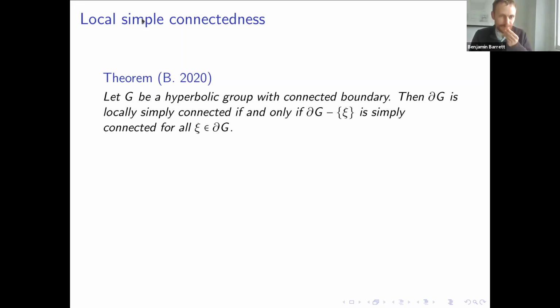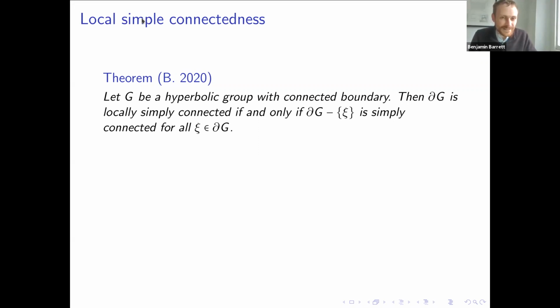So the point of this theorem is to replace connected by simply connected and locally connected by locally simply connected. So this theorem says that if G is a hyperbolic group with a connected boundary, then the boundary is locally simply connected if and only if the complement of any point in the boundary is simply connected. So that's like saying that the boundary doesn't contain a cut point, but sort of a dimension higher, where connected gets replaced by simply connected. So that's the statement of the theorem.